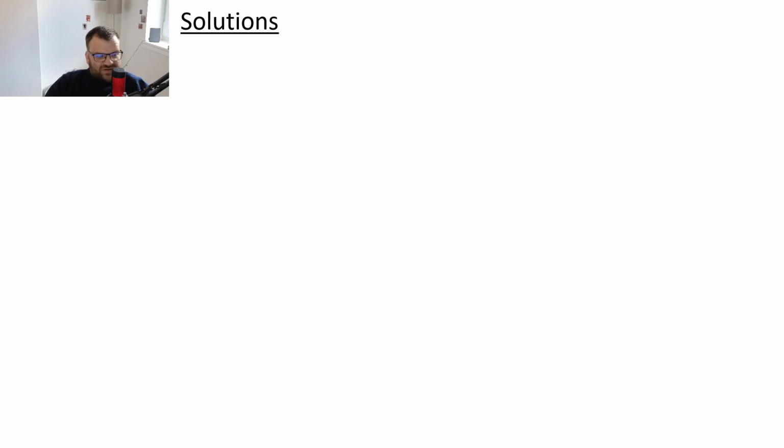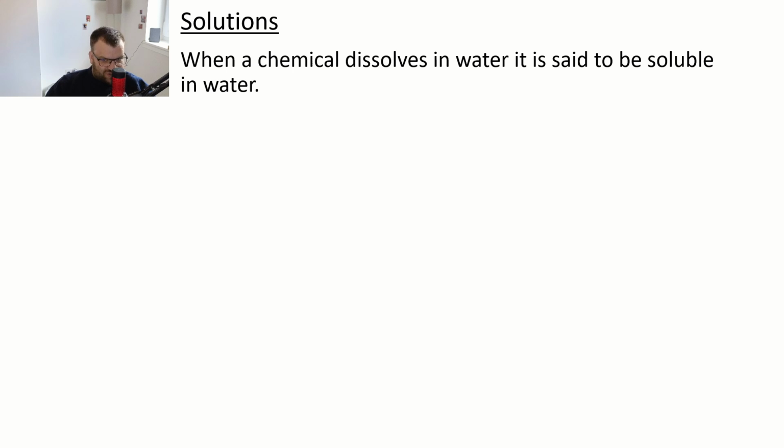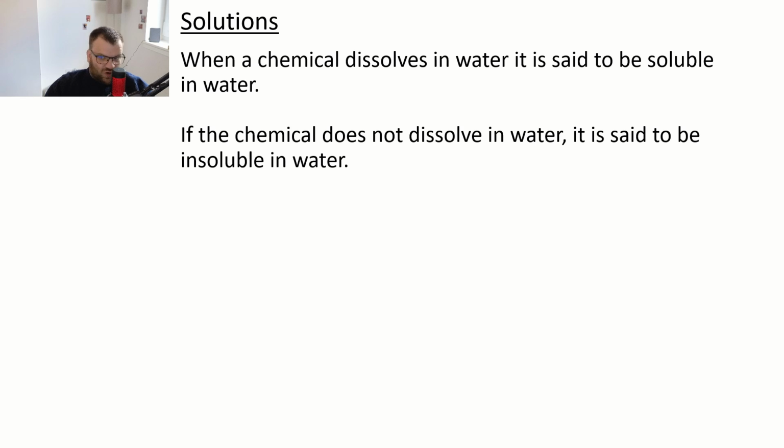When it comes to dealing with solutions, this is a good place to talk about the different words that are associated with solutions. If something is able to dissolve in water, it is said to be soluble in water. If a chemical does not dissolve in water, it is said to be insoluble in water. Different chemicals will dissolve in different substances. So you might have something that doesn't dissolve in water, but you can use something like acetone or ethanol, and that will be able to dissolve it.